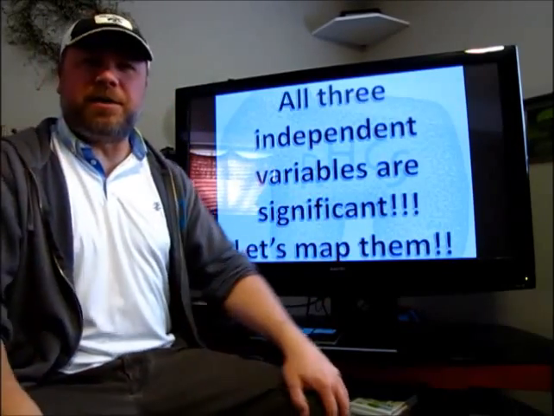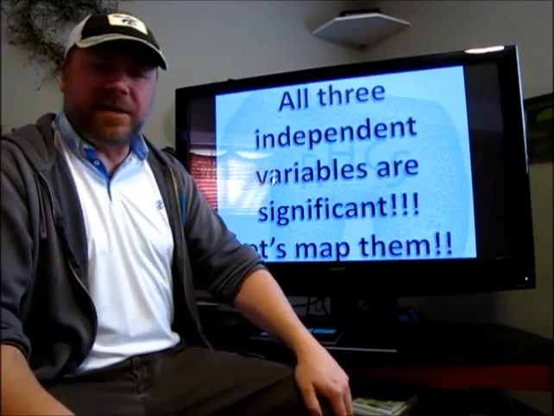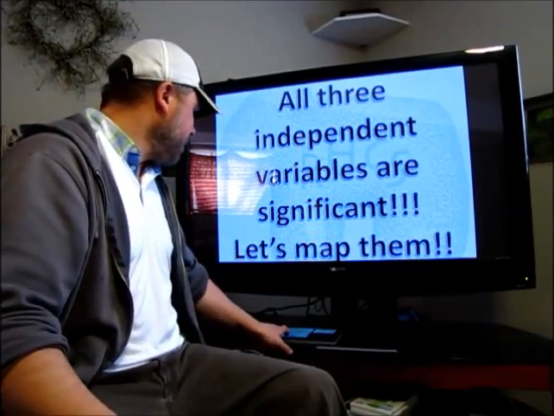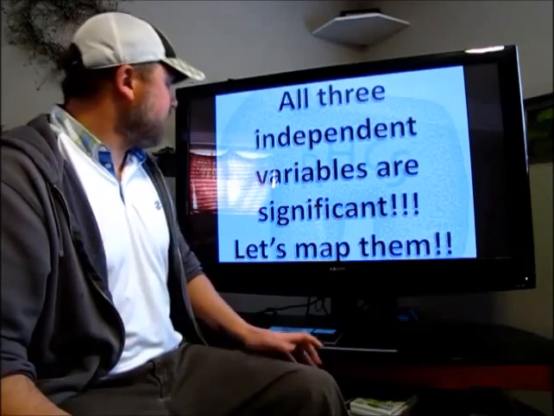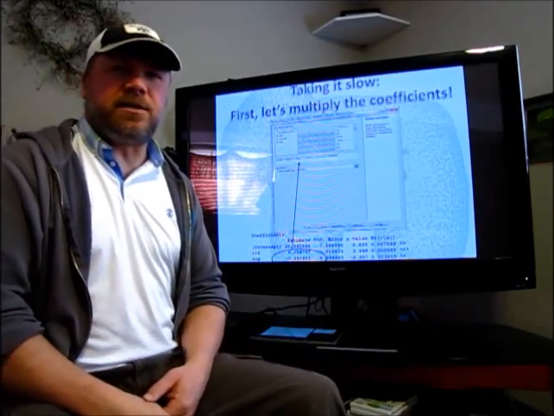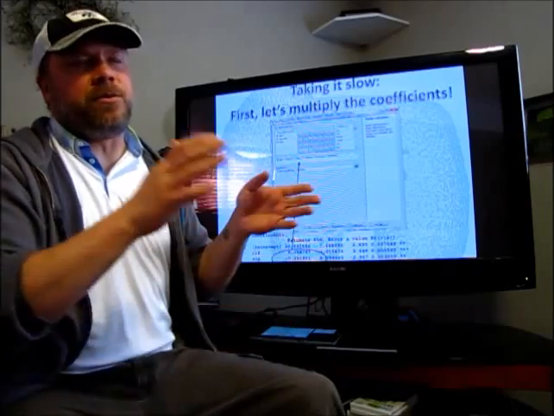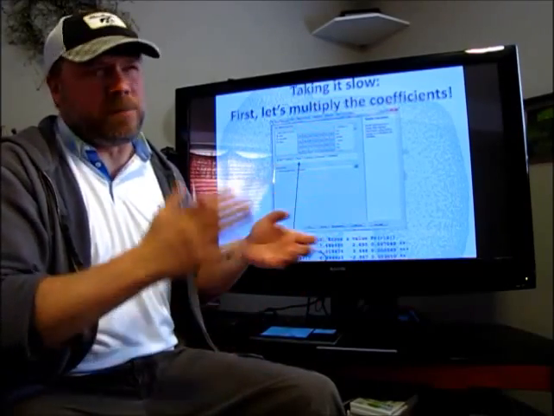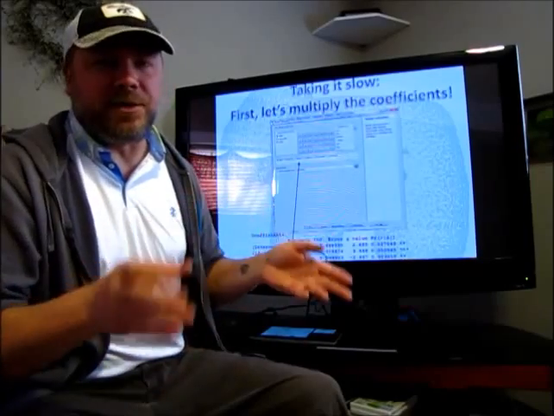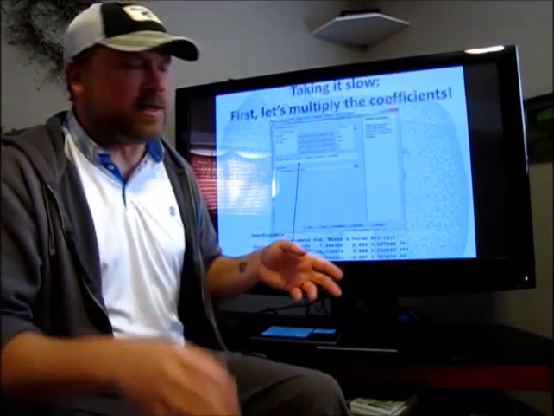So all 3 independent variables are significant. So let's map them out in ArcGIS. Okay, so we're going to take it slow. You could probably, after you go through these steps, say, well, I can turn this into one big formula in the raster calculator, but I'm going to do it kind of a step-by-step process.